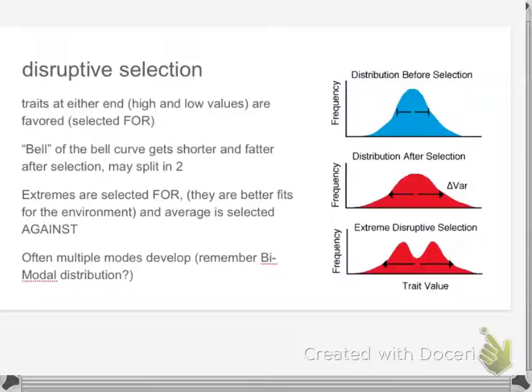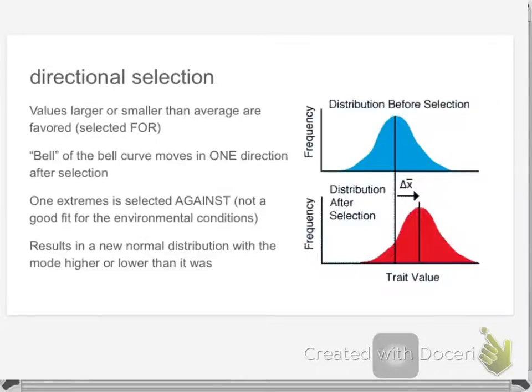So disruptive selection is where we can see a normal distribution become a bimodal distribution. Because the extremes are the better fit for the environment. They're selected for. An average is selected against. And this is a really powerful path to forming new species, as you might imagine. Differences are being enhanced, and so the population is getting more and more dissimilar. We're losing our middle.